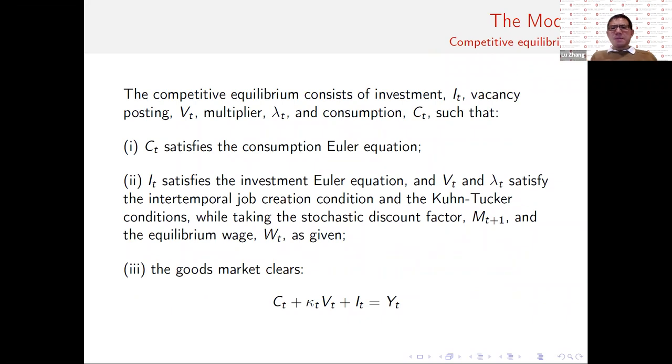All right, so the recursive competitive equilibrium is a fairly standard definition. Investment, optimal investment, vacancy, and the Lagrange multiplier on the vacancy constraint, and consumption, such that consumption solves the consumption Euler equation, investment solves the investment Euler equation, and the vacancy and the Lagrange multiplier solve the intertemporal job creation condition, as well as the Kuhn-Tucker condition, while taking the pricing kernel, the equilibrium wage rate, as well as the vacancy filling rate, all as given, right? And the goods market will clear.